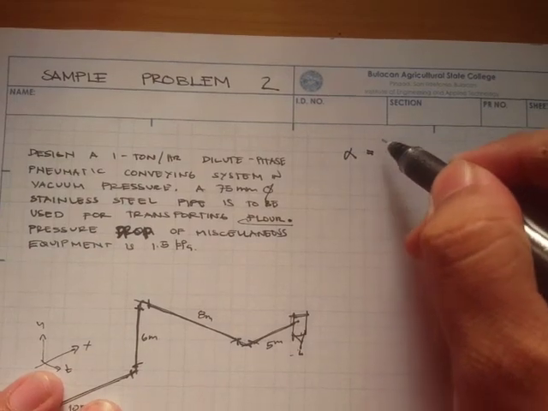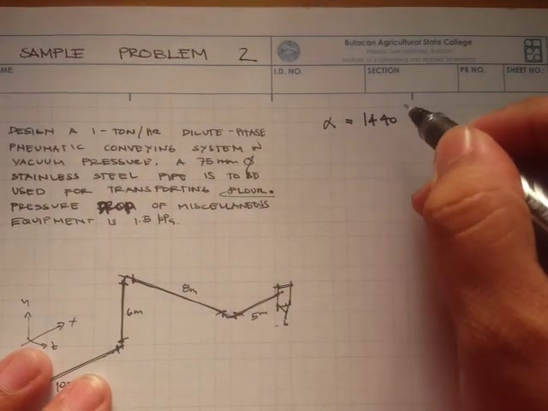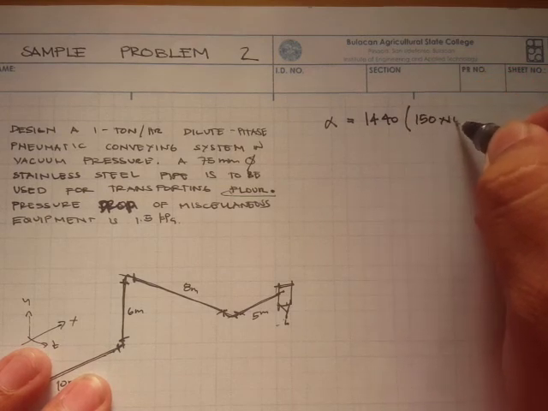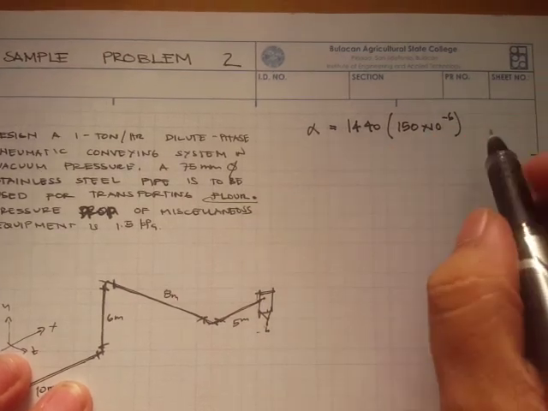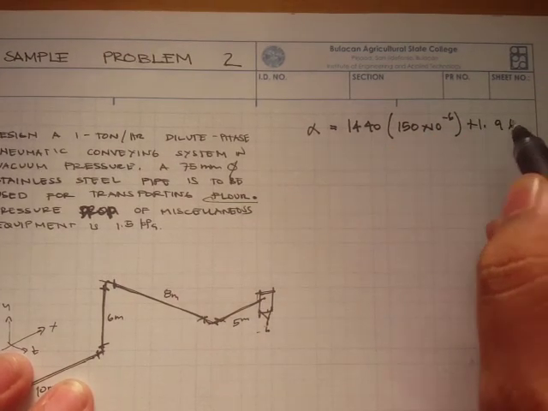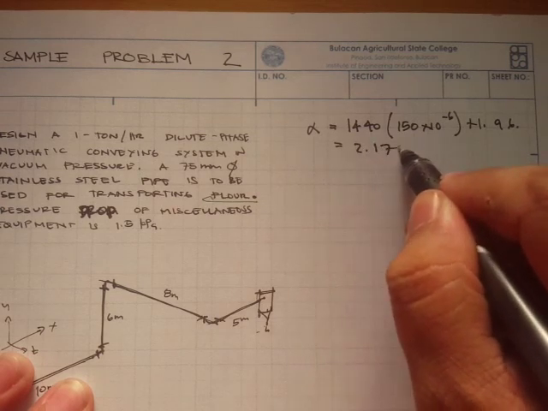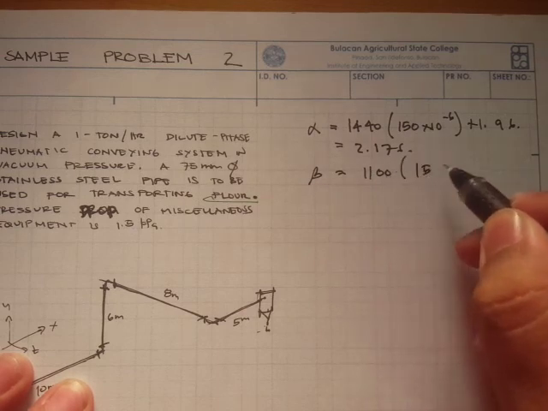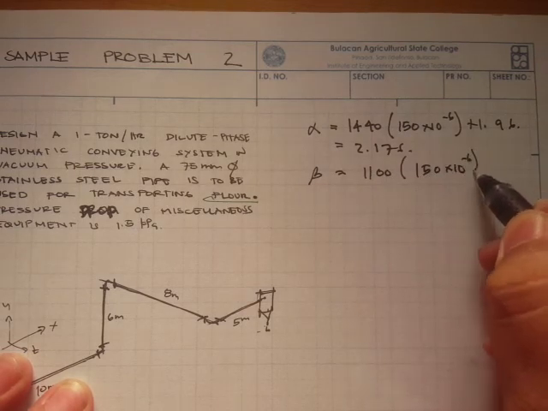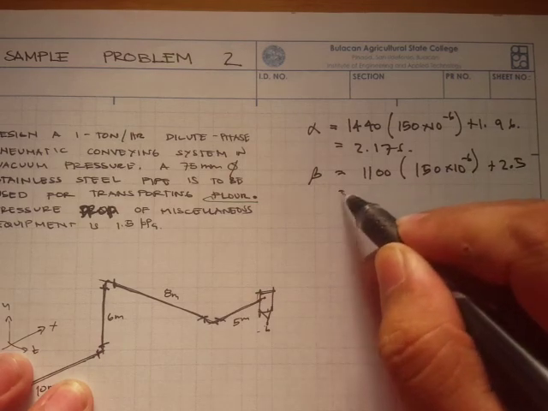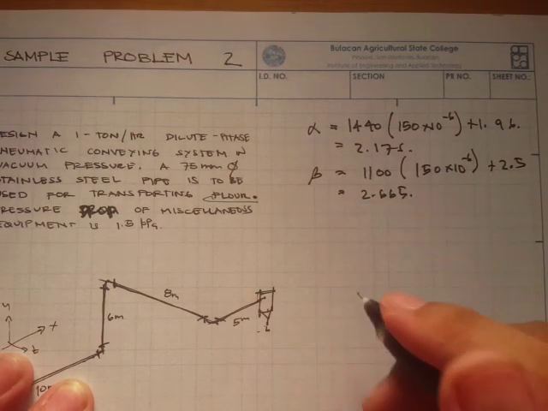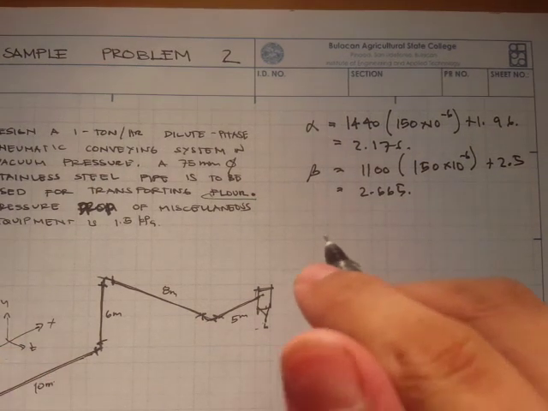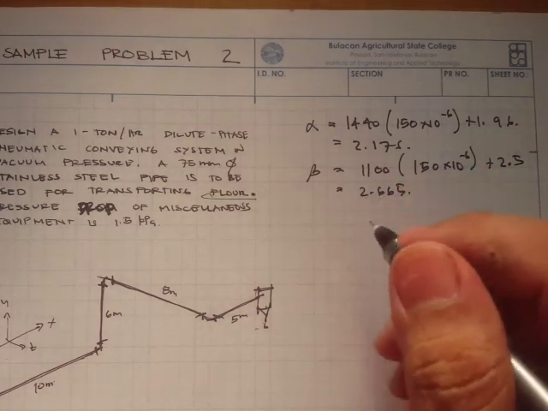Alpha is just equal to 1440 times the particle diameter, 150 times 10 to the negative 6, plus 1.96, which is equal to 2.176, and beta is 1100 times the particle diameter, times 10 to the negative 6, plus 2.5, which is equal to 2.665. Okay, so we can now solve for this velocity.